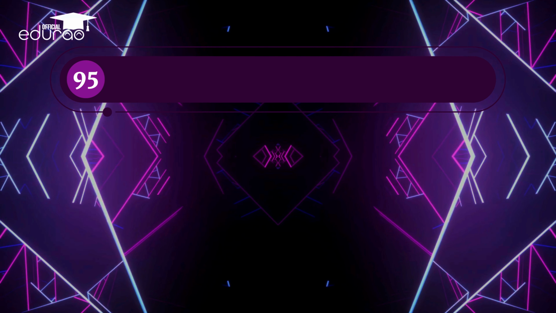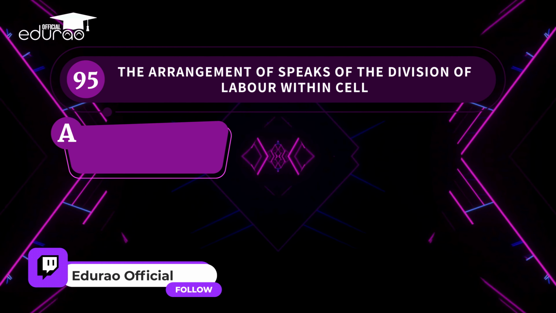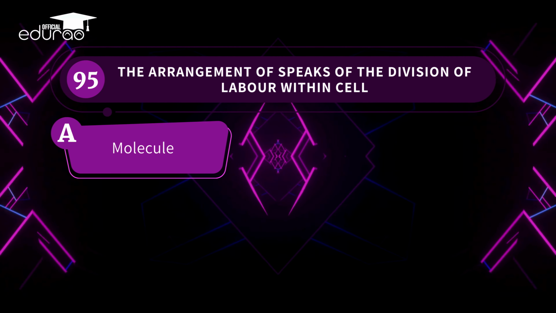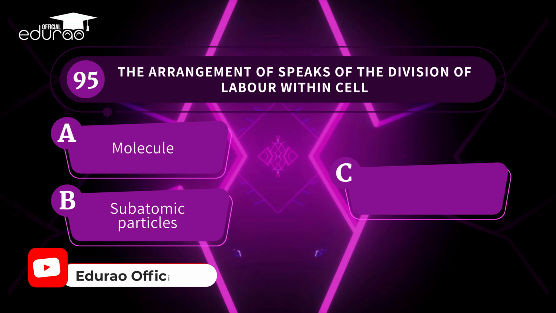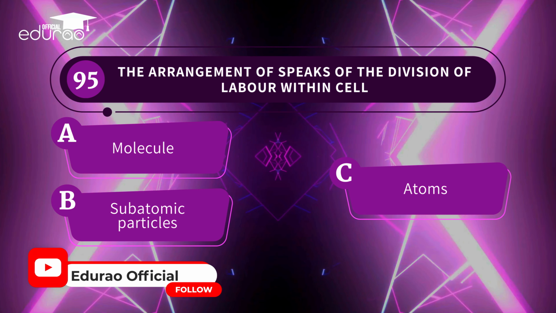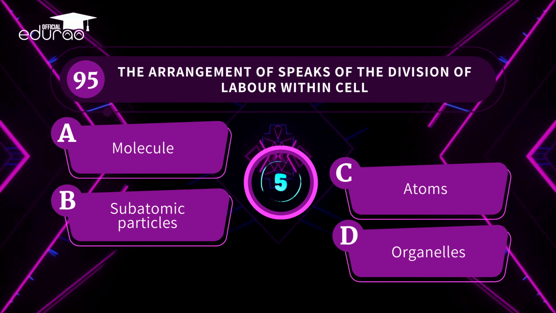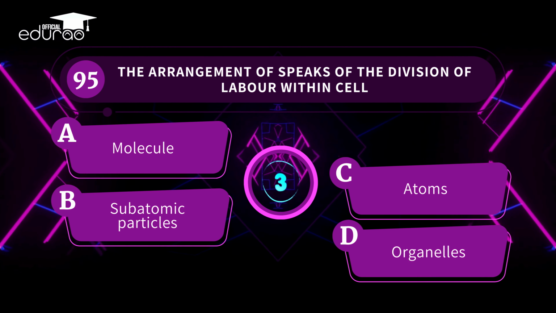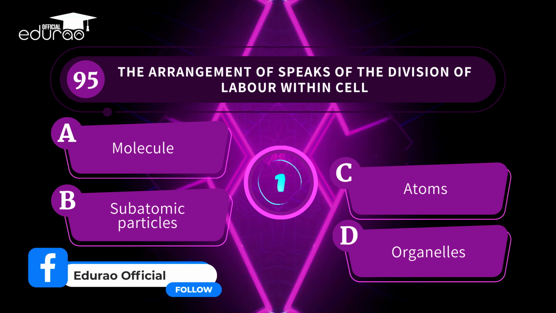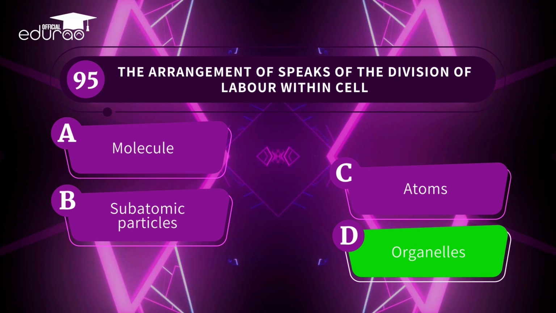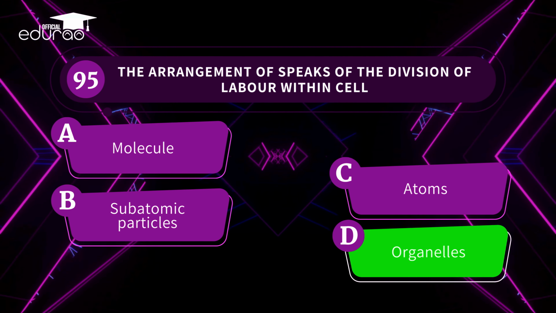Question 95. The arrangement speaks of the division of labor within cell. A. Molecule, B. Subatomic particles, C. Atoms, D. Organelles. I agree. You've got it right. Correct answer is organelles.